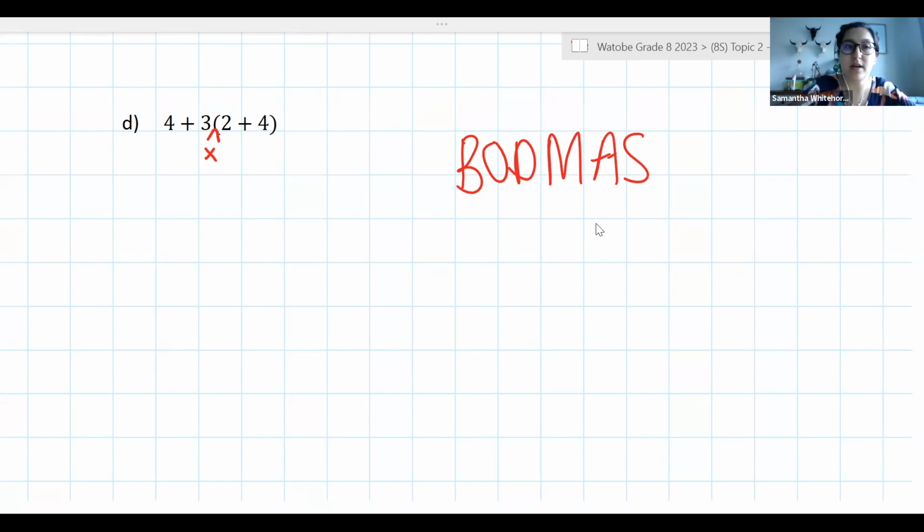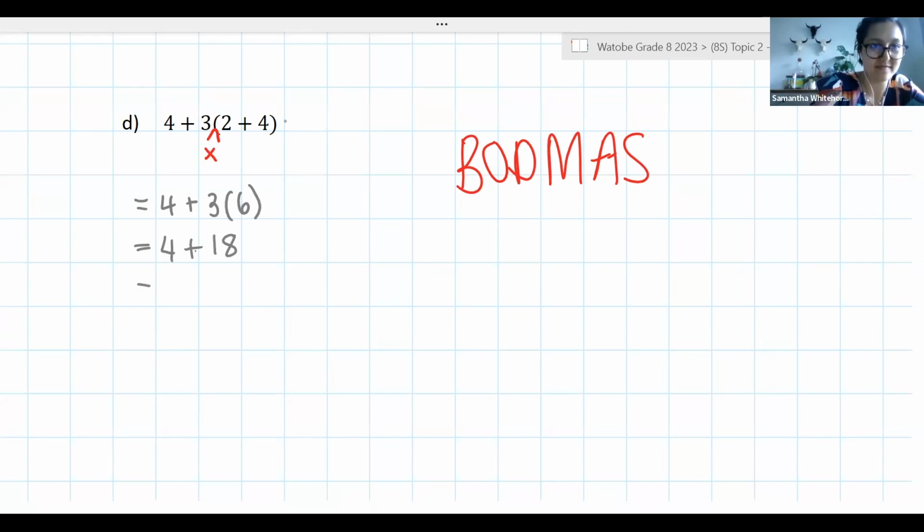Right, Okani, do you want to try this one? Yes, good day. Hi. So since we have 4 plus 3 times 2 plus 4, we write 4 plus 3, and then we calculate what's in the brackets, which will be 6. Excellent. 2 plus 4. Then we say 4 plus, we now multiply 3 times 6. Excellent. Which will be 18. That will be 4 plus 18, which is 22.